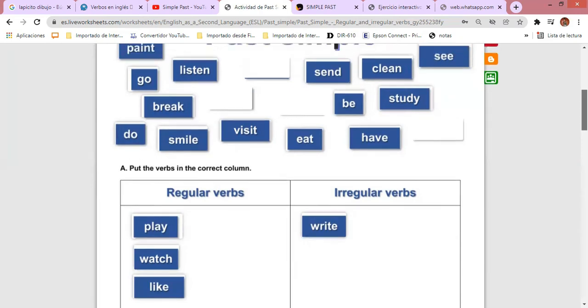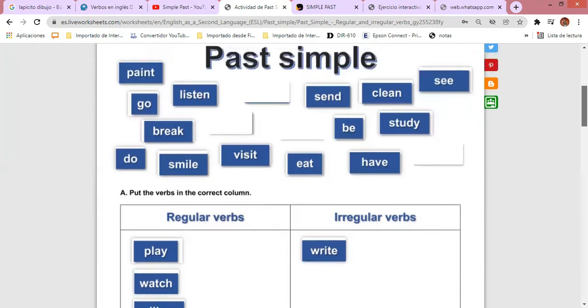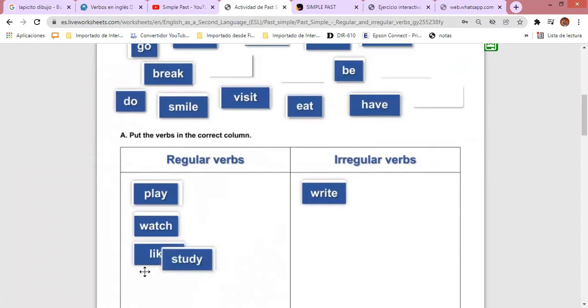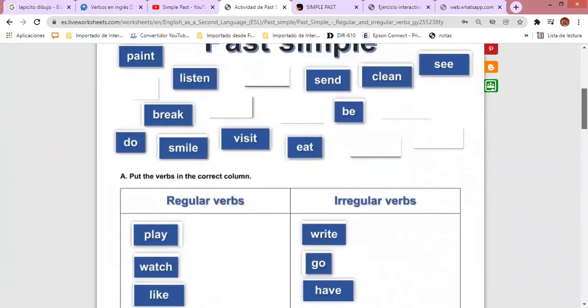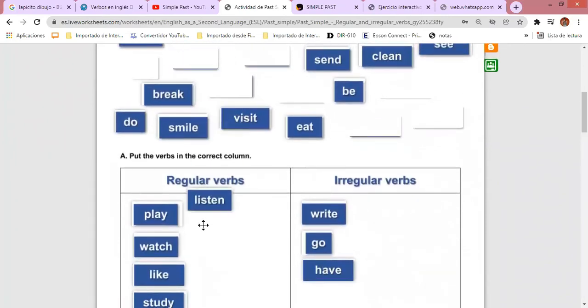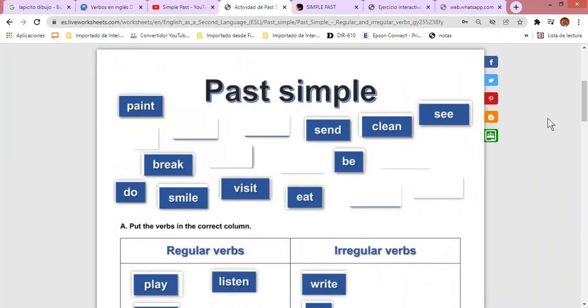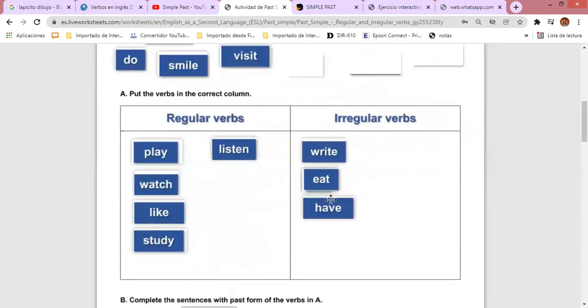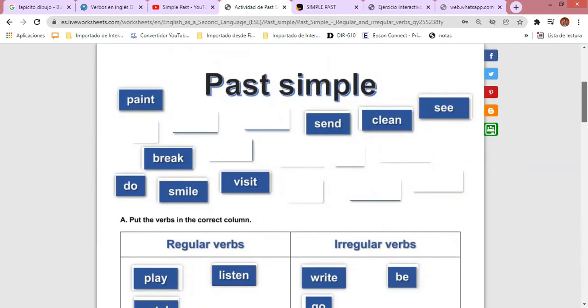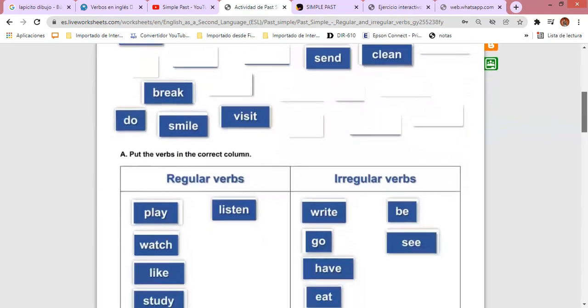Francisco, please help me quickly. Studying regular, going irregular, had irregular. Have. Yes, how? Listen irregular? No, that is regular because you put ed to listen. Okay. Thank you, Kevin. Can you help me, please? Okay. Eat is irregular. Yes. Be is irregular. See is irregular. Clean is regular.